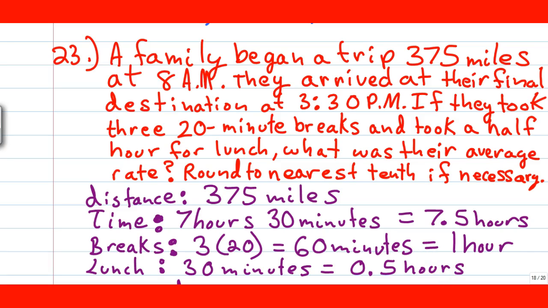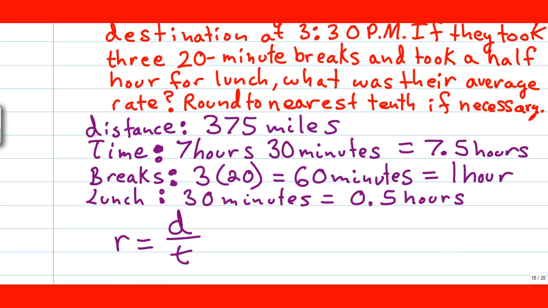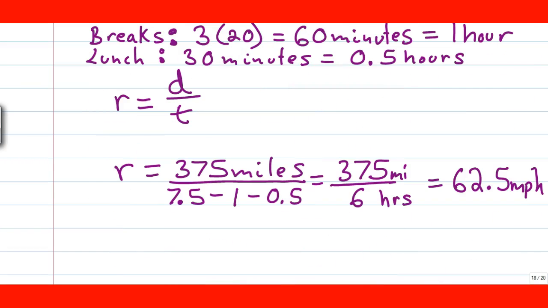Now, we're trying to figure out what their rate was, right? What their average rate was. Well, rate is calculated as a distance divided by a time. Well, we already know the distance is 375. What we need is the time. We have that they were out there for 7.5 hours, but they weren't driving for that full 7.5 hours. Part of it, they were off the road. They had 1 hour worth of breaks and a half an hour for lunch. So we need to subtract that 1.5 from the 7.5 before we have the time.